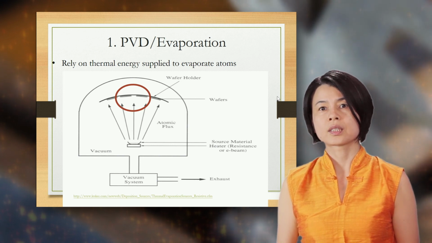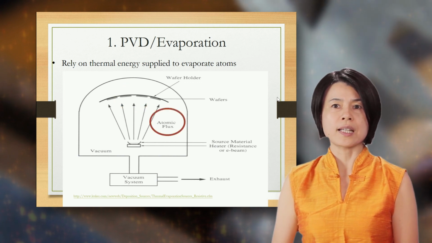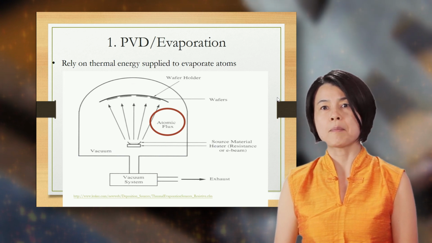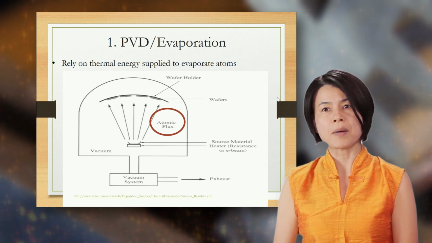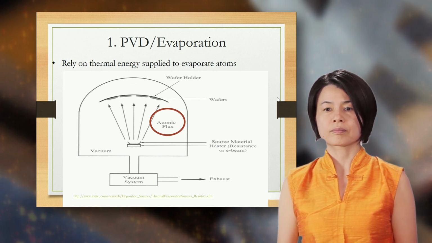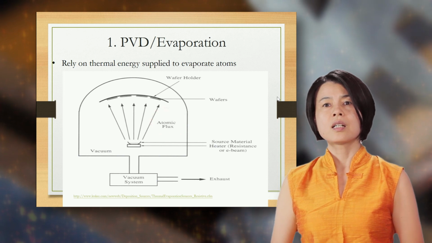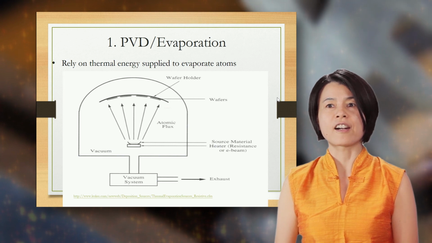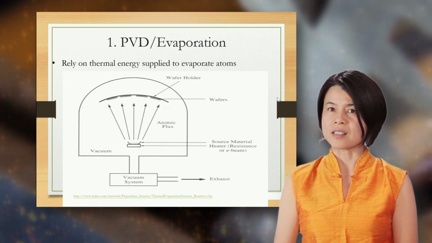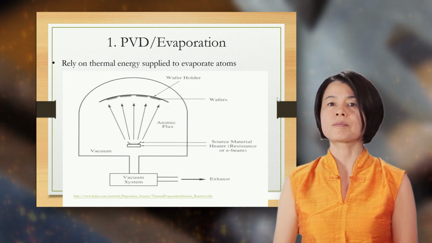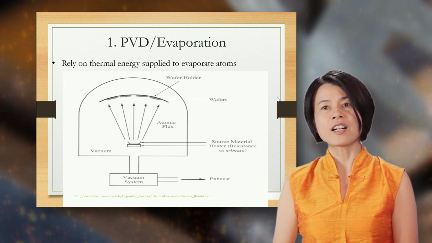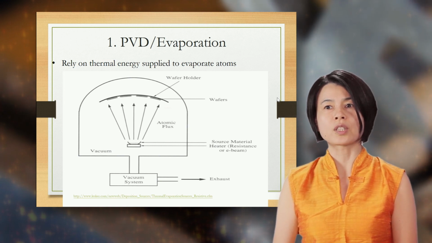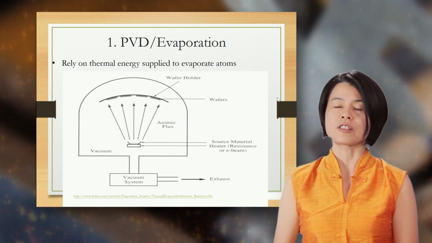Next, when the source material is heated by resistance or E-beam, the material is evaporated and become atomic flux, which will deposit on the surface of the wafer. As long as distance between source and wafer is reasonable, a thin film layer of the source material will be deposited on the wafer surface uniformly. So, by relying on thermal energy supplied to the evaporate atoms, PVD is a method to deposit thin layers for microfabrication.